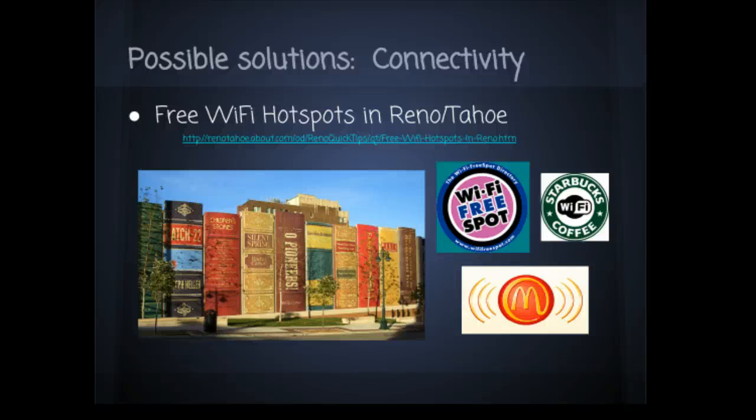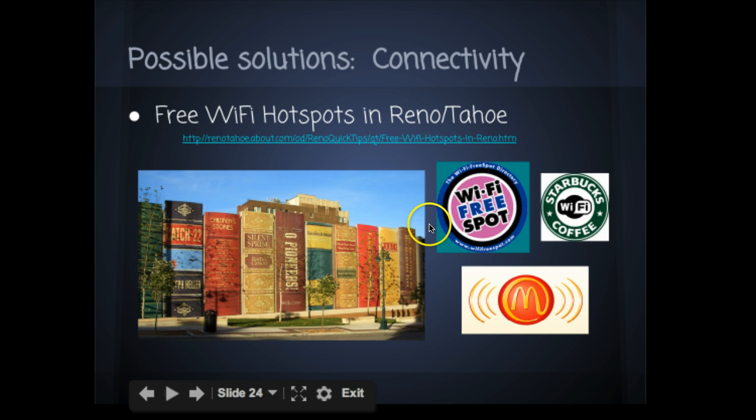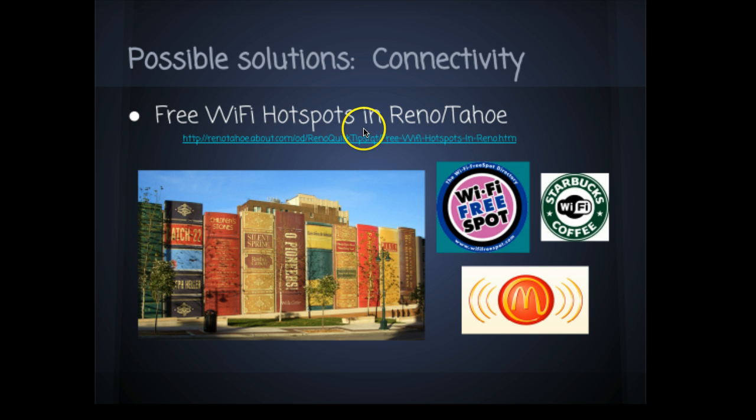Same with our students. So possible solutions for that: there is free Wi-Fi all over town. Your libraries have it. You have free Wi-Fi at Starbucks, and I know those are on every corner pretty much. McDonald's has free Wi-Fi. As you explore the resources, this little logo here, you can go to this website and it will show you where free Wi-Fi is in your area. And this link here as well, free Wi-Fi hotspots in Reno and Tahoe.